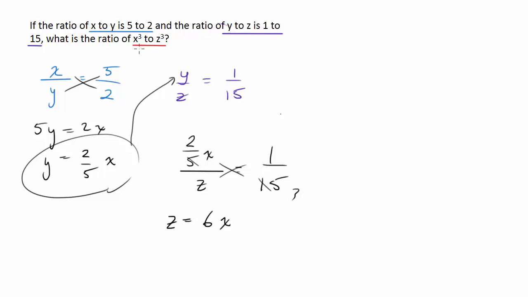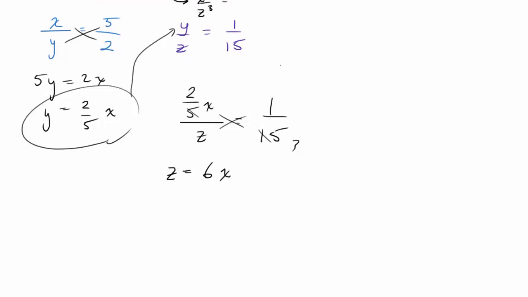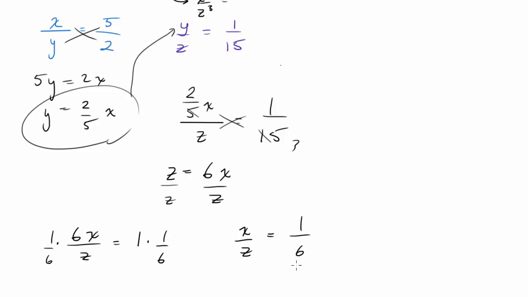So what do I do to get this? Well, remember, because we can write this as a proportion, what we're looking for is x cubed over z cubed, and we want to know what this equals, right? That's our proportion. So let's take this and try to get it to look like x cubed over z cubed. So what I'll do is divide both sides by z, and I'll get 6x over z equals 1. And now I'll divide both sides by 6, or multiply both sides by 1 over 6. And I'm going to get x over z is equal to 1 over 6.